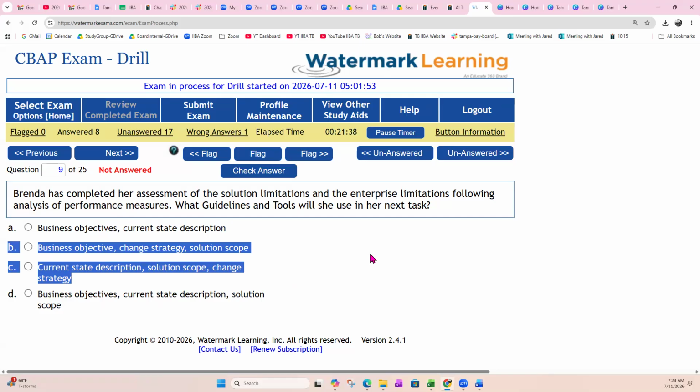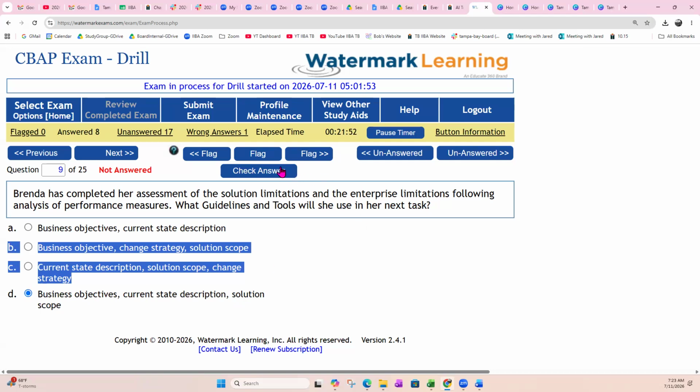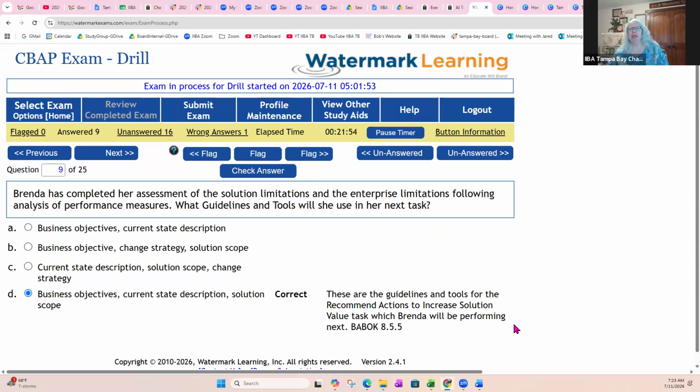It's D because it also includes solution scope. We need to understand the entire scope. Okay, agree. So D. D is for dog? Yeah. Okay. These are the guidelines and tools for the recommend actions to increase solution value, which Brenda will be performing next. So you've got only these three as guidelines and tools: business objectives, current state description, and solution scope. Those are the guidelines and tools for recommend actions to increase solution value.